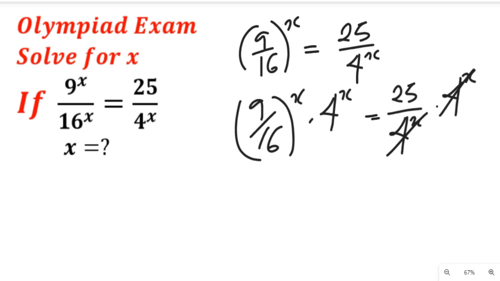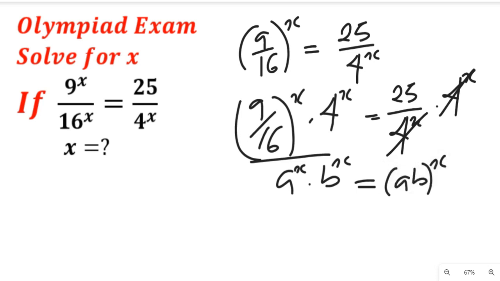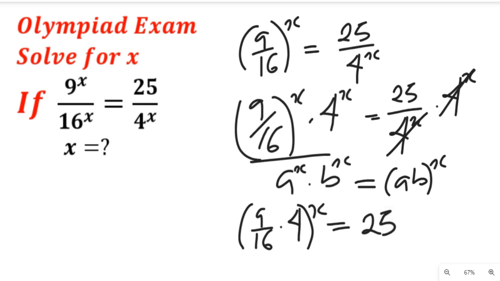So if we simplify that, remember the law of indices. If you have a to the power of x multiplied by b to the power of x, because they have the same power, the bases will multiply. That will give us ab multiplied by what? The power of x. So if we apply that here, we're going to have 9 divided by 16 multiplied by 4 all to the power of x equal to 25.